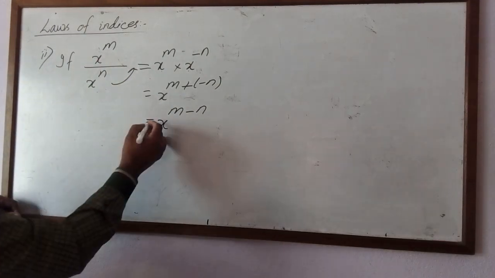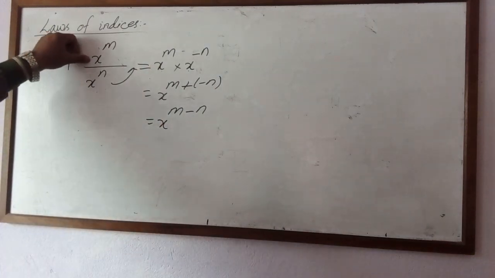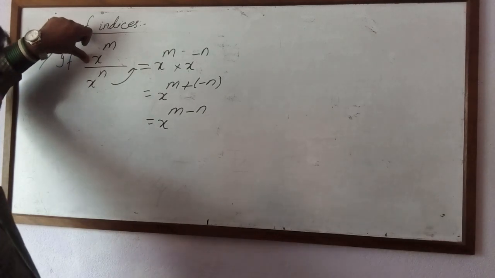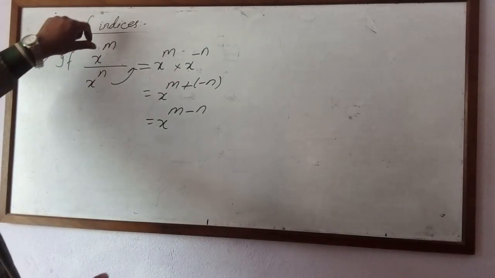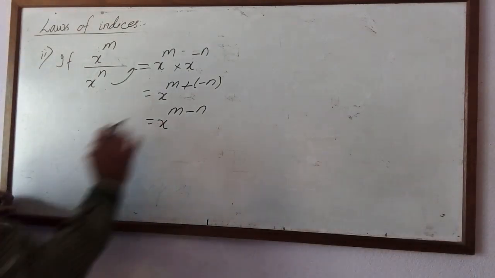Now its coefficient here is 1. This 1 has not been written. If there is nothing, then always remember that it is 1. In algebra, if there is no coefficient, then always remember there is 1. If there is no power, then always remember there is power 1. Now, another way.